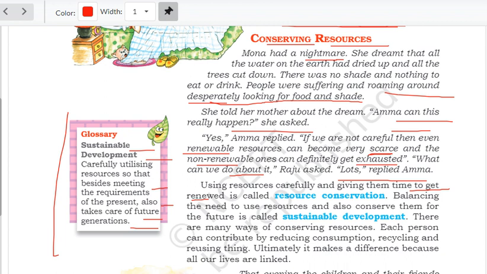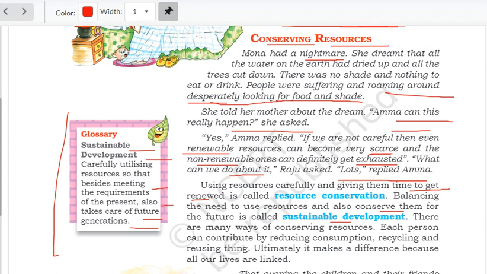Balancing the need to use resources and also conserve them for the future is called sustainable development. We need to use the resources and also conserve them. We need to make a balance between the two, usage of the resource and conservation, and think about how we preserve them for the future.